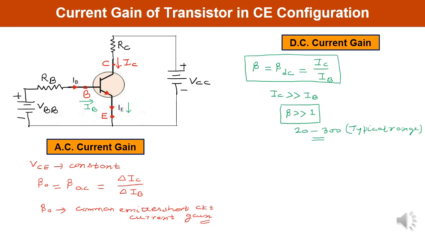And the value of beta naught will be approximately the same as the value of beta, which is the DC current gain. For all practical purposes, you can assume the DC current gain is equal to the AC current gain. And same as in the case of the DC current gain, here also the value of beta naught will be very high in comparison to unity, because the numerator value will be very high in comparison to the denominator.